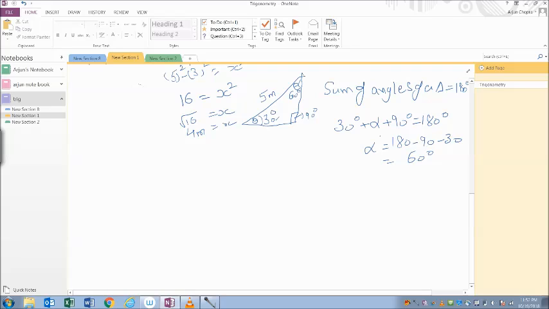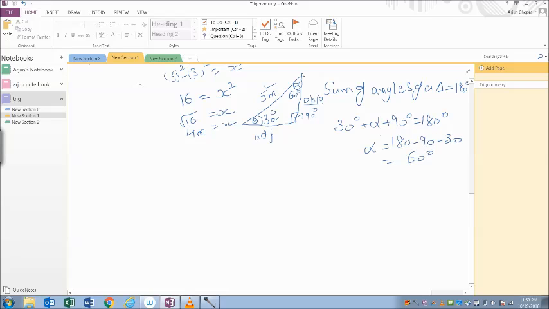Now the most important part. One of the sides, this 5 meters hypotenuse, is given to me, and I wanted to find out the opposite side and adjacent side to angle theta. That's what I wanted to find out. So how can I find out?